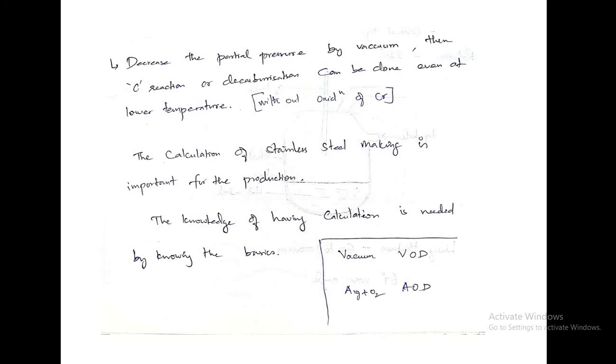SAIL is actually having this AOD process, I think so, right? The Salem SAIL plant is producing the stainless steel with this process, right? So this is all about your stainless steel making process.